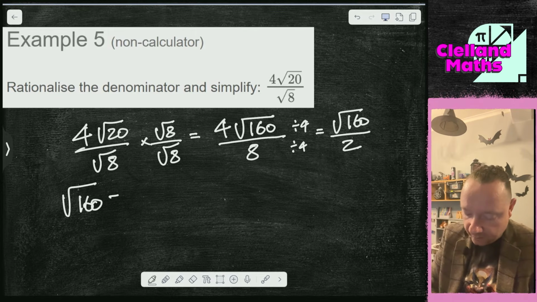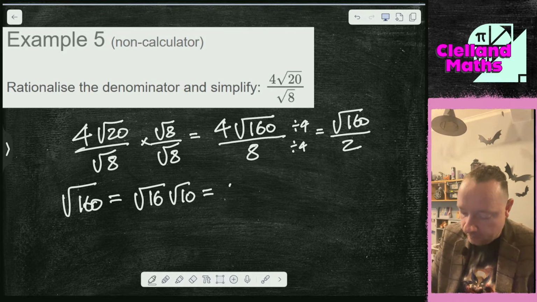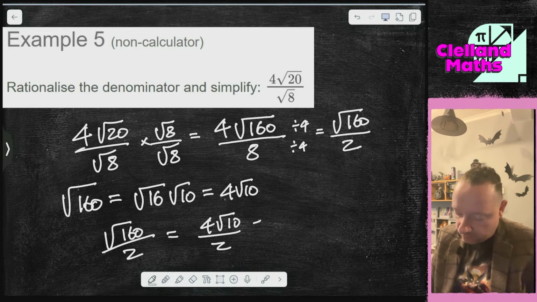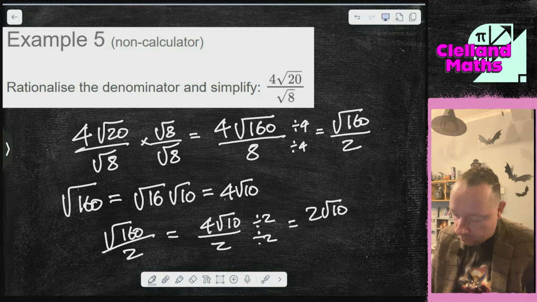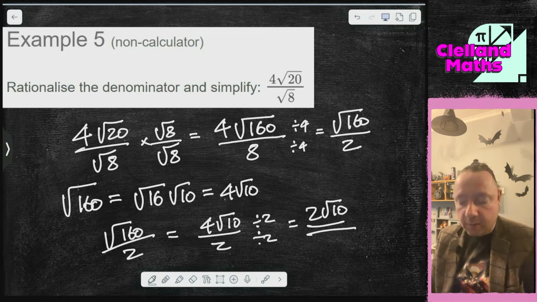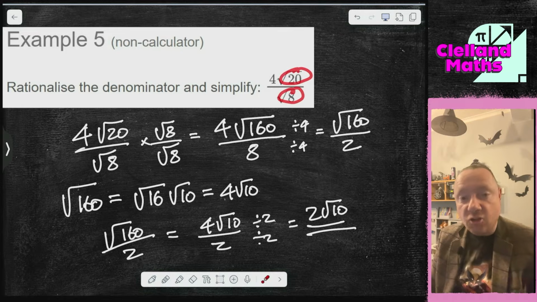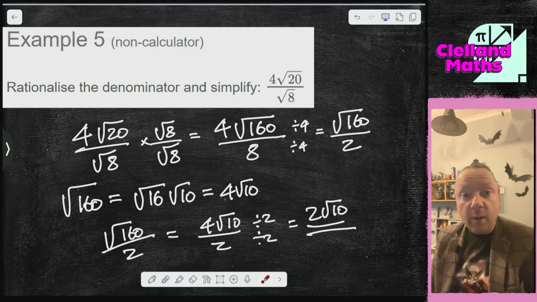I'm looking for two numbers that multiply to make that. One's a square, well, 16 and 10 is always a good one. That's 4 root 10. So now our root 160 over 2 can just become 4 root 10 over 2. But now I can go again, divide the top and bottom by 2 to get 2 root 10 over 1. So we're done there. Now you could have got there another way by simplifying these surds first and then trying to rationalise the denominator, whatever way you prefer.